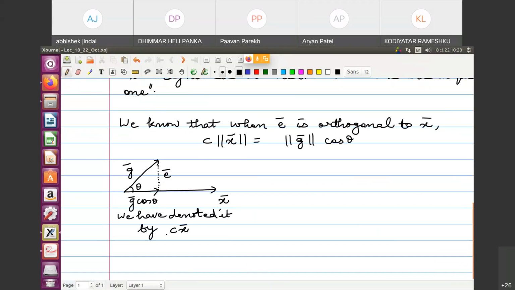So now we are seeing the norm of this. We have not yet said what C is. C can be positive or negative. Why? Because it will be decided by this angle theta. There is one case like this, another case like this. Suppose you have this sort of configuration where this is your G bar, this is your X bar, then you will have this. Now this has a direction opposite to that of X.